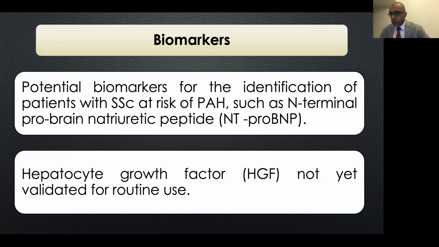For the biomarkers, we have two sets of biomarkers. One of them is proved to be reliable, which is NT-proBNP, which gives us a reflection of the strain over the right side of the heart, the right ventricle. If there is a strain over the right ventricle, this proBNP is supposed to be increased. Another one also connected to the right-sided circulation is hepatocyte growth factor, but it is not validated to be used in clinical practice rather than research protocols.